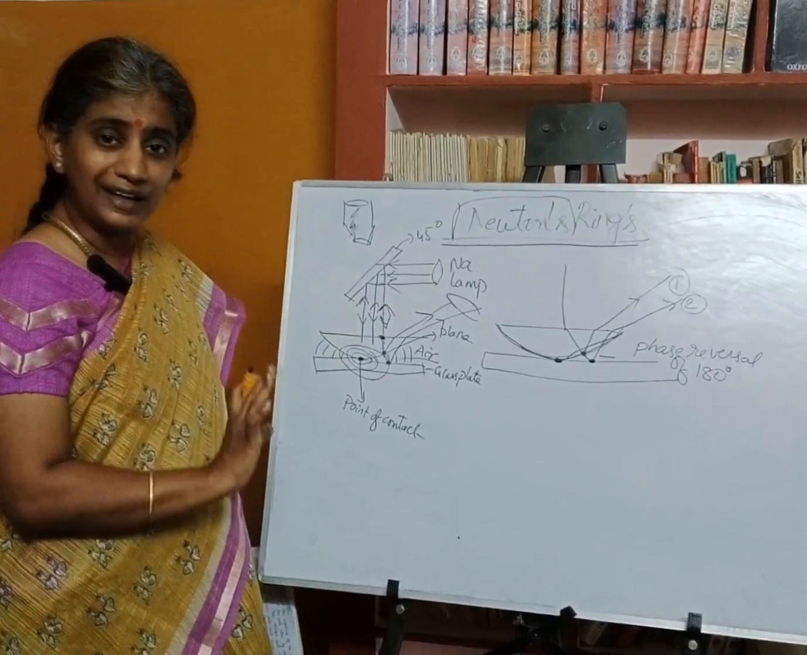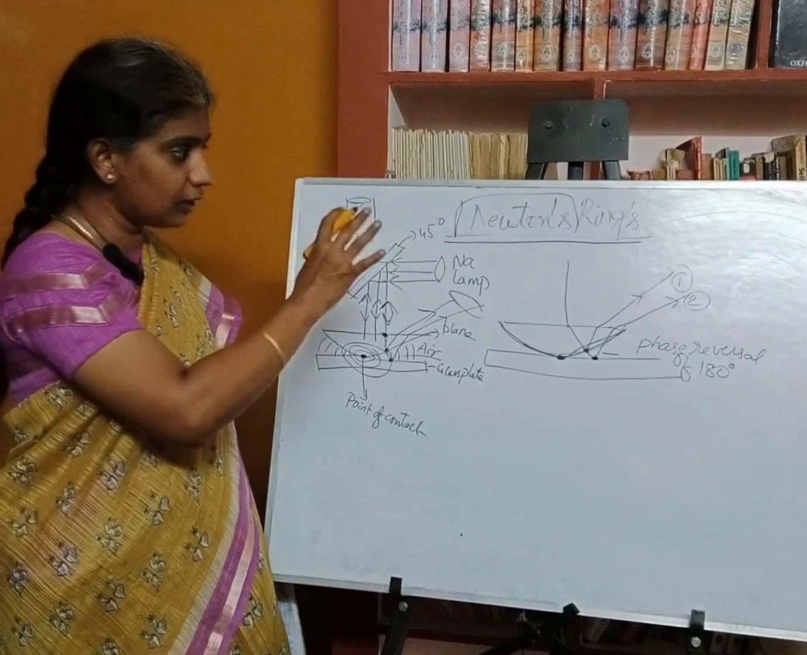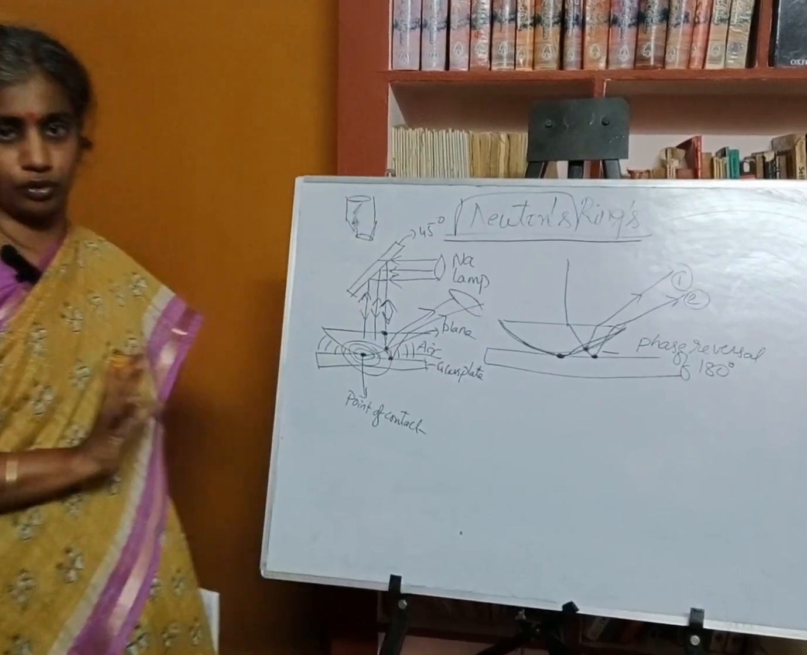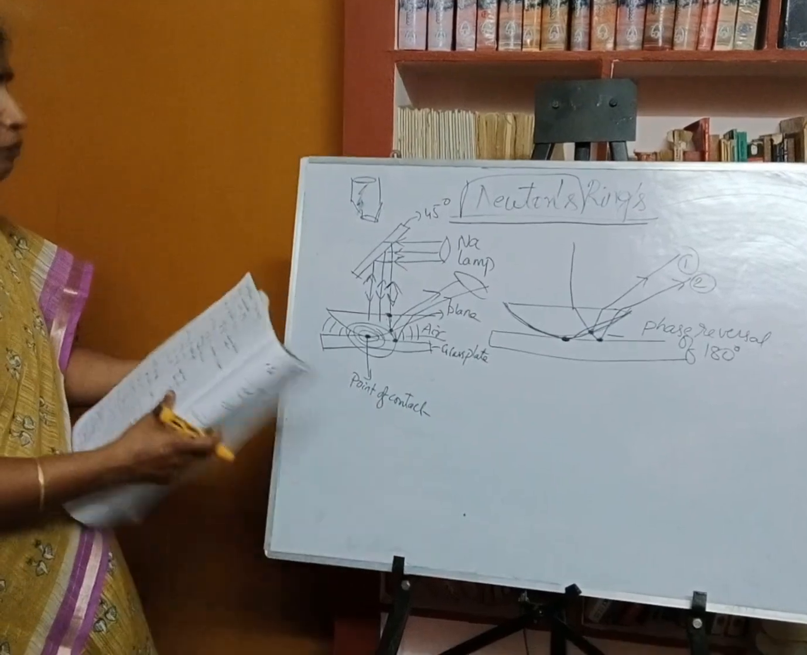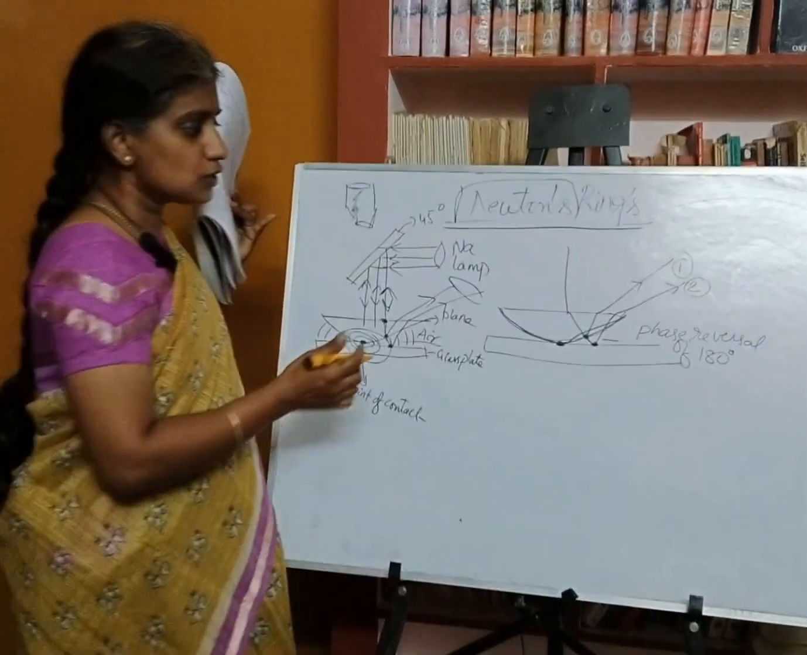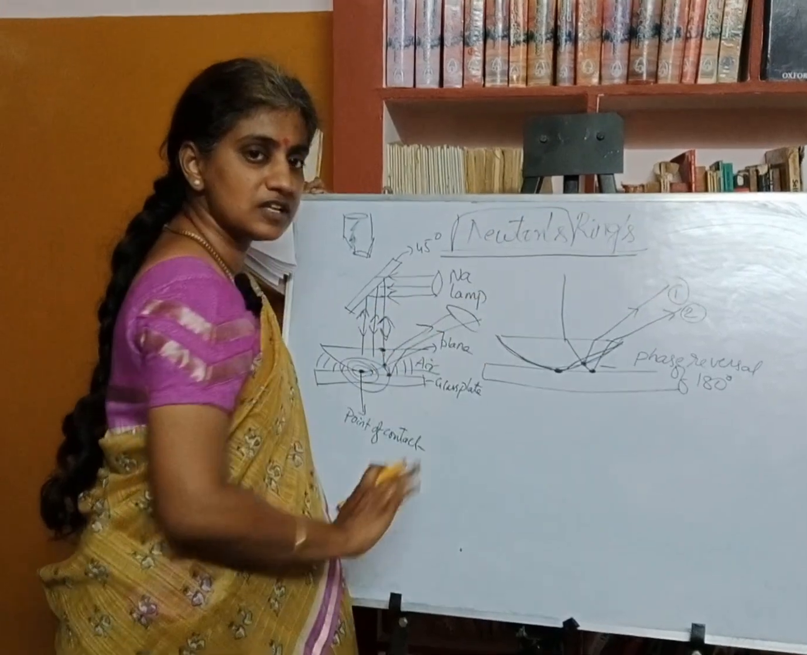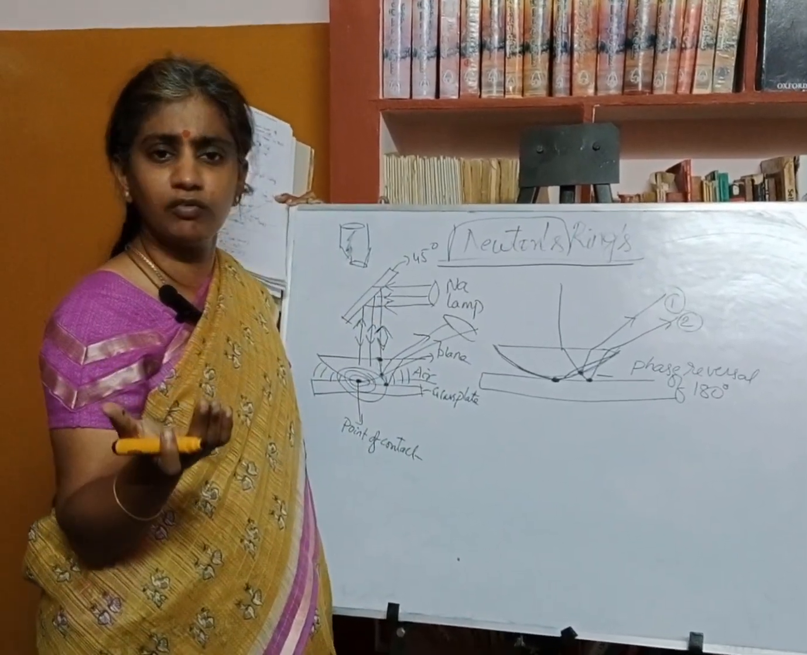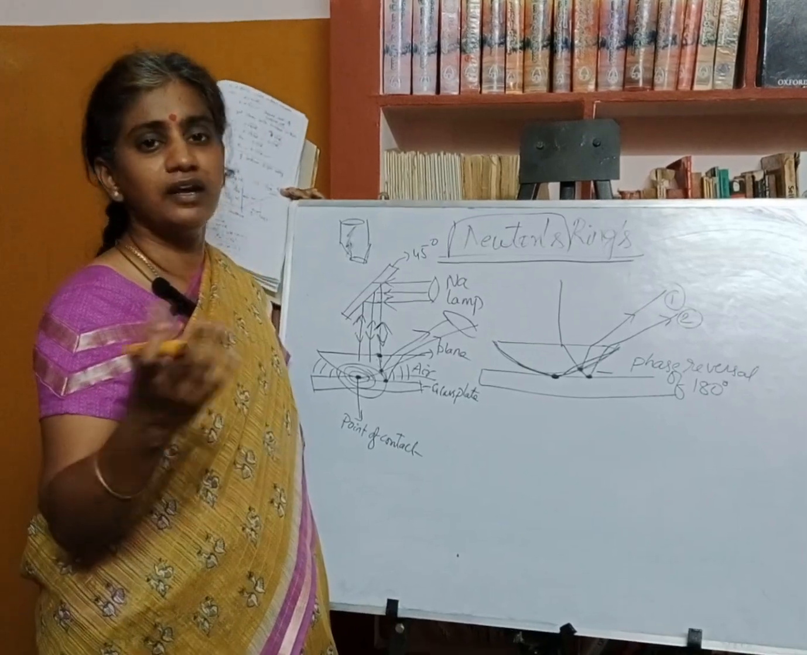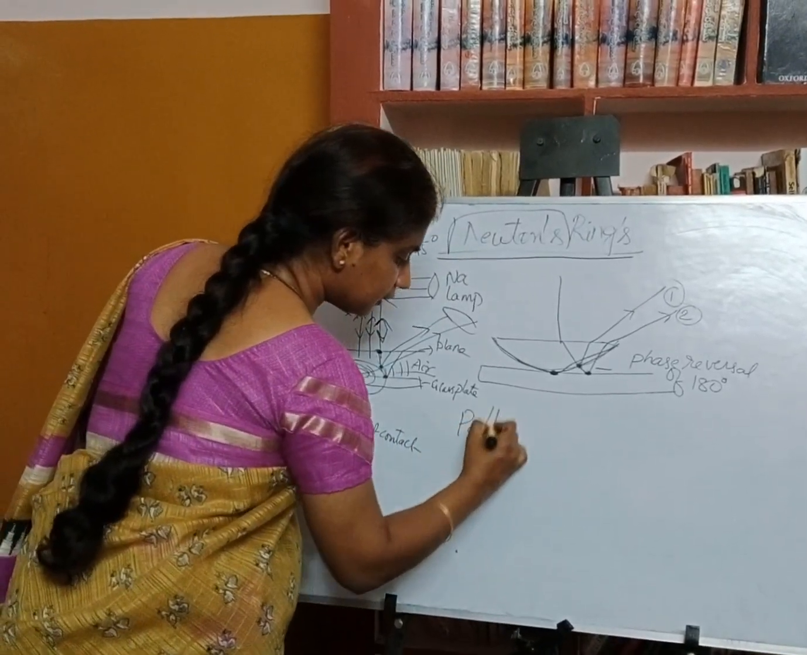Now we will try to calculate different parameters that are available from this experiment of Newton rings. The first one that we will try to calculate here is the path difference. What is the path difference? This ray will travel some distance, and this ray will travel some distance. If you can calculate the distance between the two waves, from that we can find the bright ring or dark ring. So what is the formula for path difference?